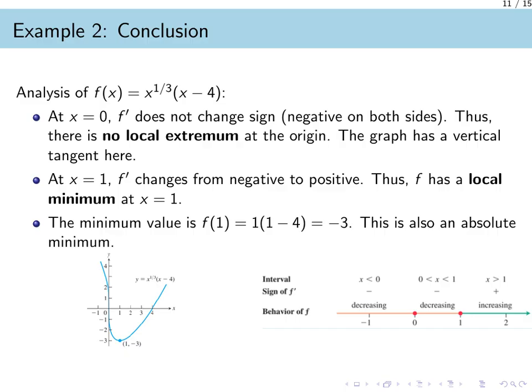Next, at x equals 1, the derivative's sign changes from negative to positive. According to the first derivative test, this indicates a local minimum. We can find the value of this minimum by calculating f of 1, which is 1 times the quantity 1 minus 4, or negative 3. Because the function decreases everywhere before this point and increases everywhere after, this local minimum is also the absolute minimum value of the function. So remember that a critical point is only a local extremum if the derivative changes sign there.